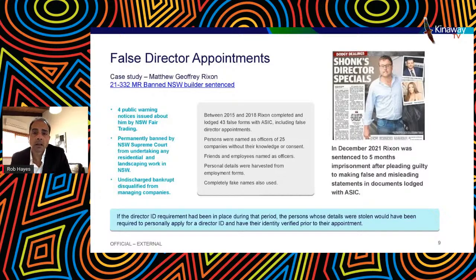The crime and the lodgement of those forms over many years certainly could have been prevented if director identification had been introduced earlier. This particular case highlights the importance of how director identification will help combat this type of illegal activity in future. Thanks, James.